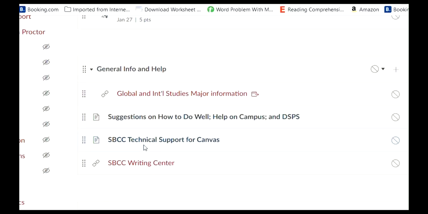The second course module contains information on the Global Studies major for those of you who are interested. And additionally, you will find some information on campus resources that are available to you, along with some tips on how to do well in this course and your other college courses.